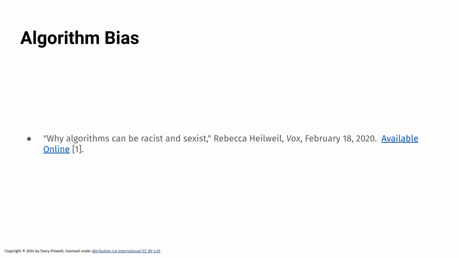I talked about data having bias baked into it. The algorithms that we build on top of that can be biased, right? And if you'd like to know more about that, there's an article in Vox available here where Rebecca Hallowell goes and explains why algorithms can be racist and sexist. Good reading.